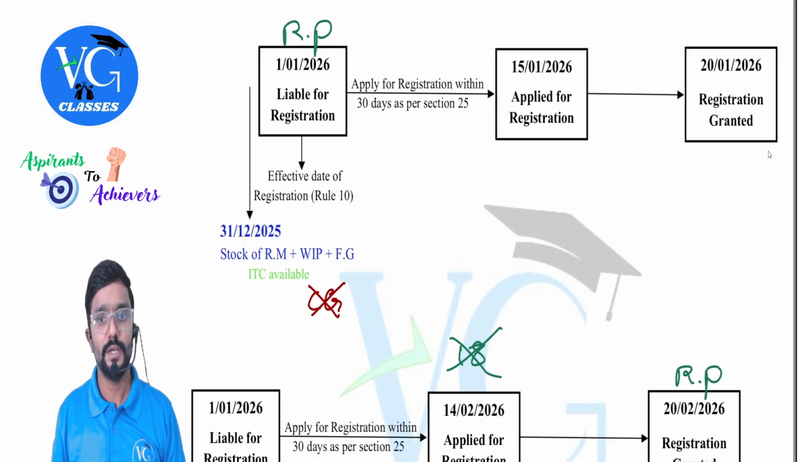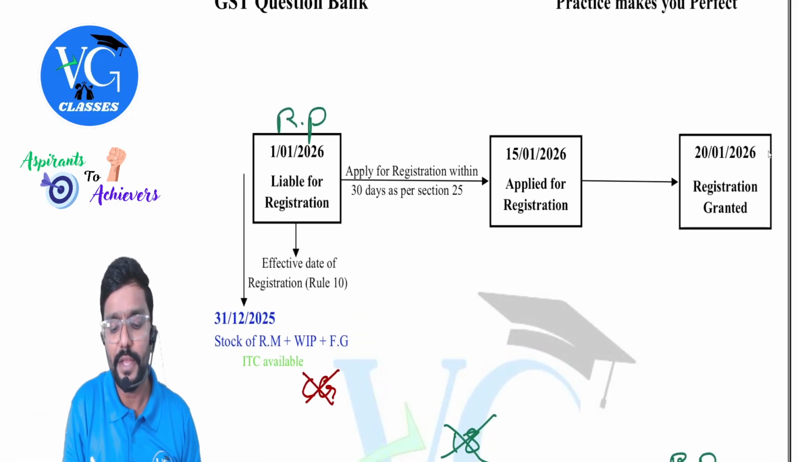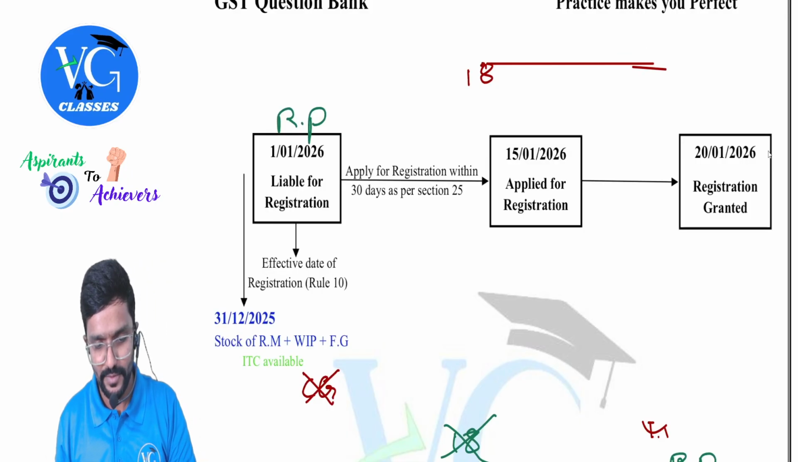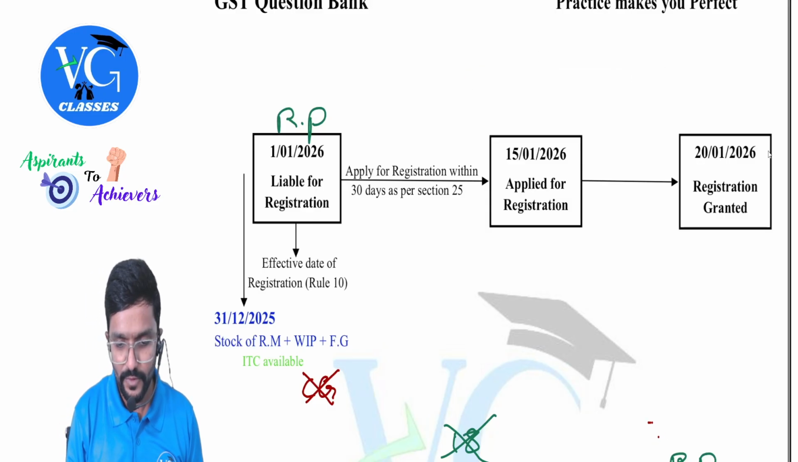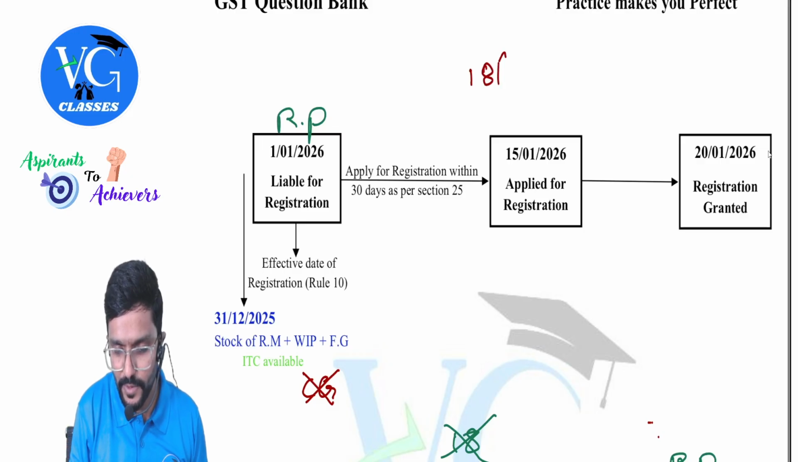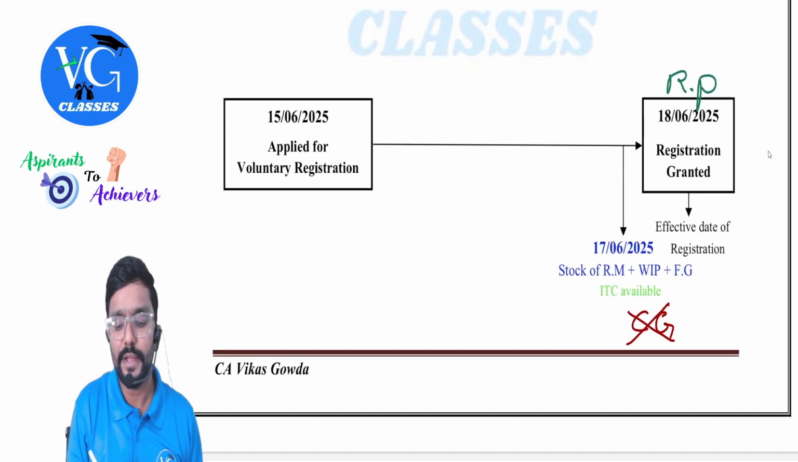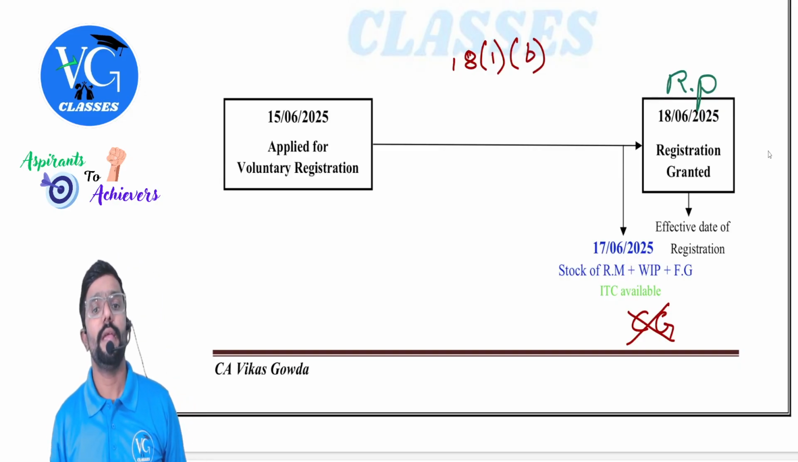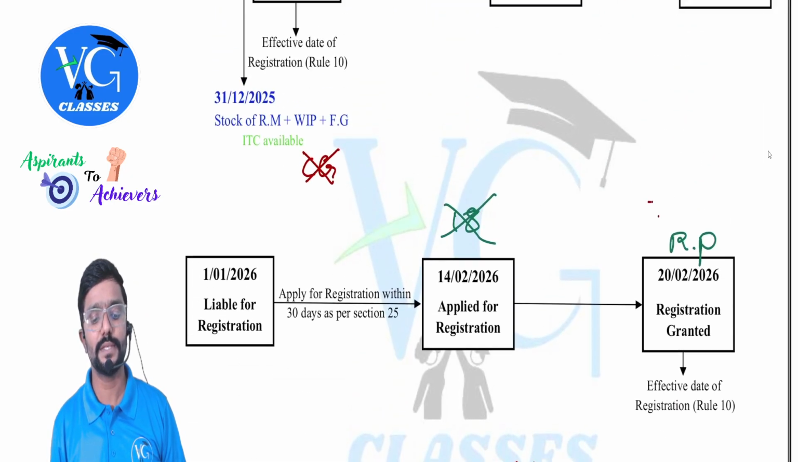Now make a note of this. For this, you can give a heading 18.1a. And for this, you can give a heading 18.1b, guys. Listen here.